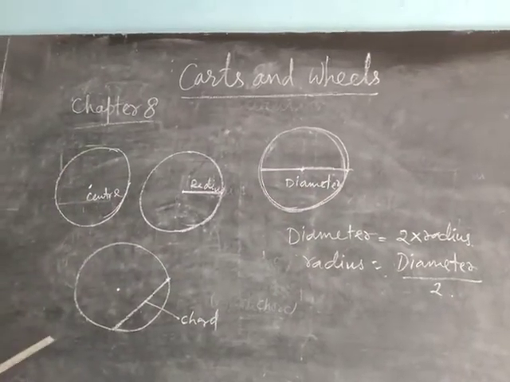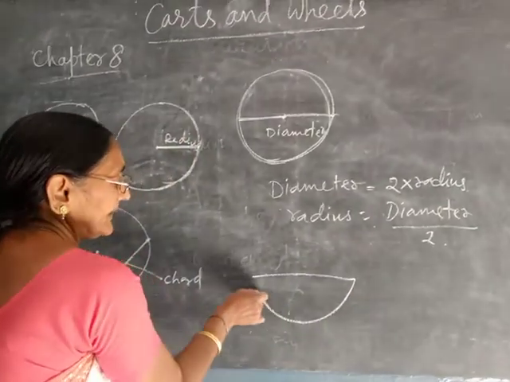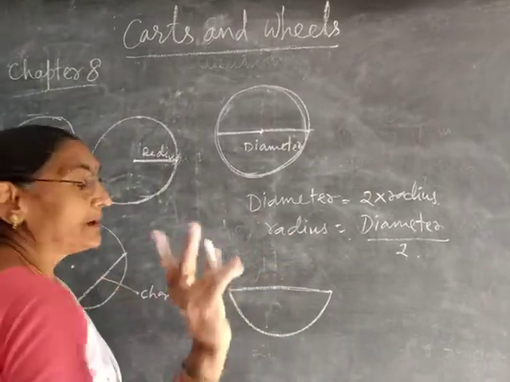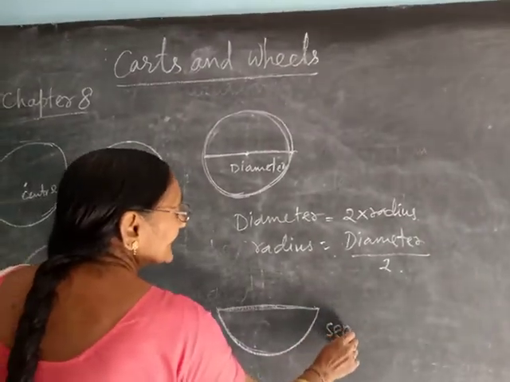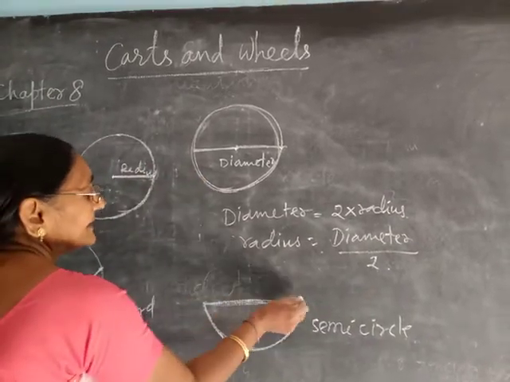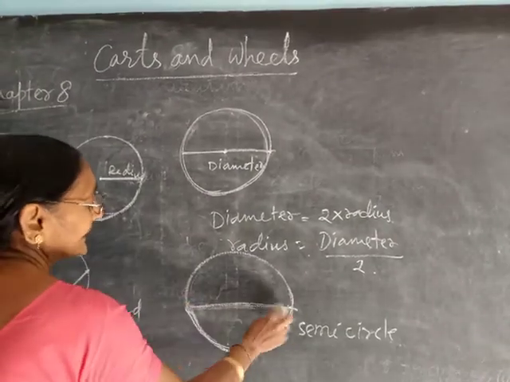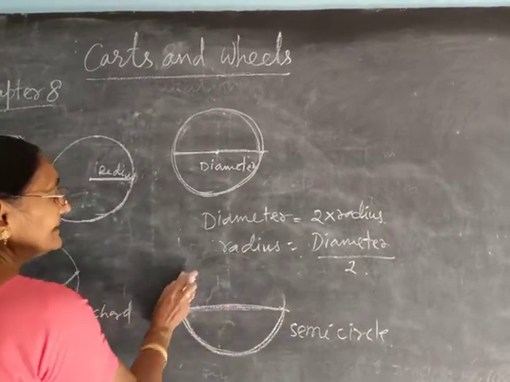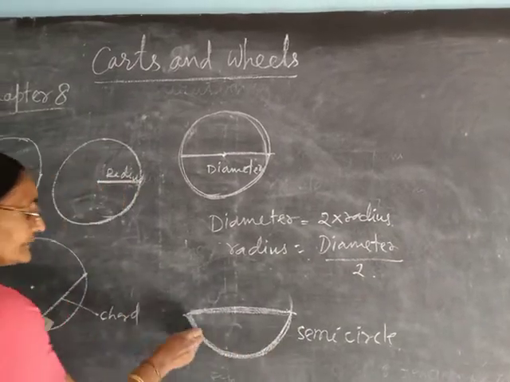Then these are the parts of the circle. The diameter divides the circle into 2 parts. Half of the circle is called a semicircle. Semicircle means half circle. The diameter divides the full circle into 2 equal parts. This is one half, this is another half. So half of the circle is called a semicircle. Do you understand? These are the parts of a circle.